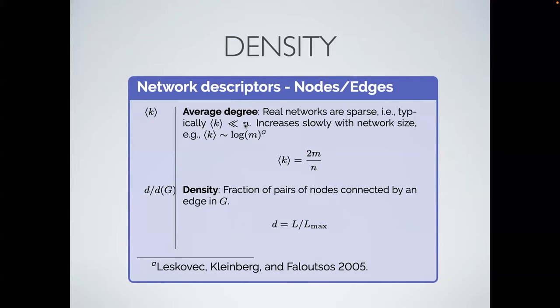You can generate a random graph with very large degree. But if you think about real networks representing real systems, usually your degree will be small, maybe in the scale of the logarithm of n. It's the number of nodes.